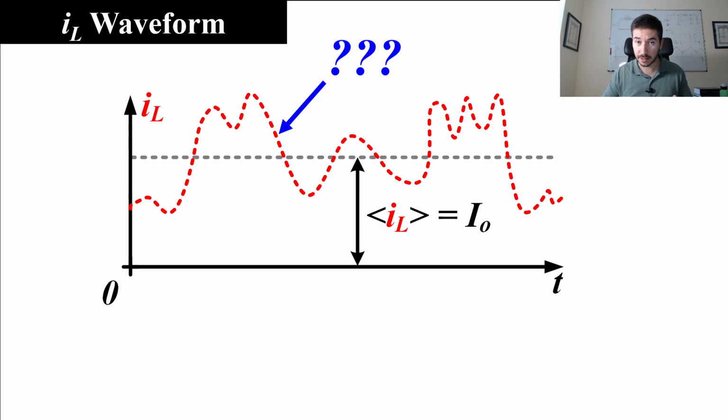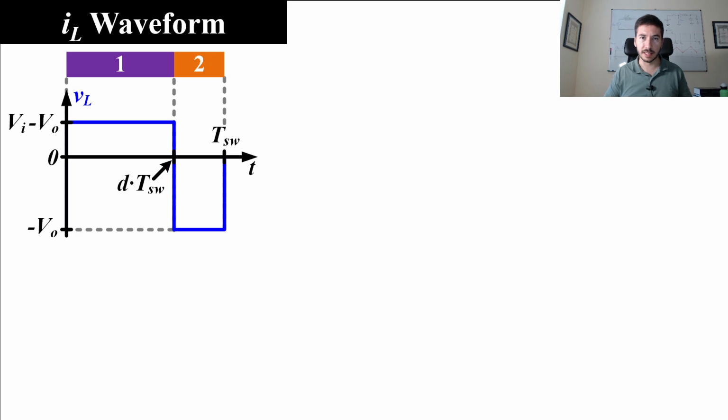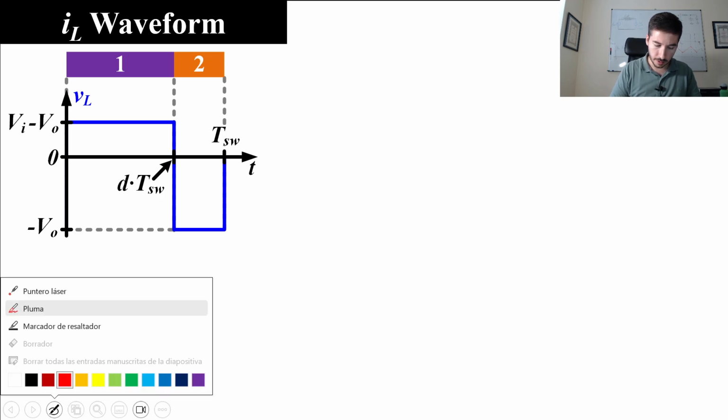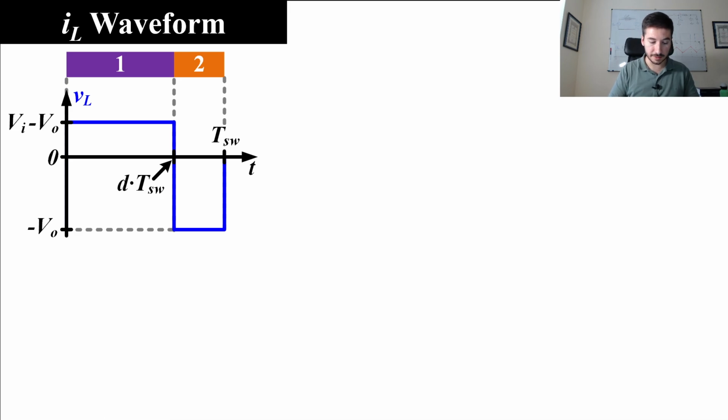That is our next target. In order to answer that question, what we need to take into account is the voltage that we apply to the inductor. This is something that we already studied in our previous video. We obtained that the voltage across the inductor can be studied in two states. In state 1, the voltage is the input voltage minus the output voltage, and in state 2 of the switching period it is minus VO.